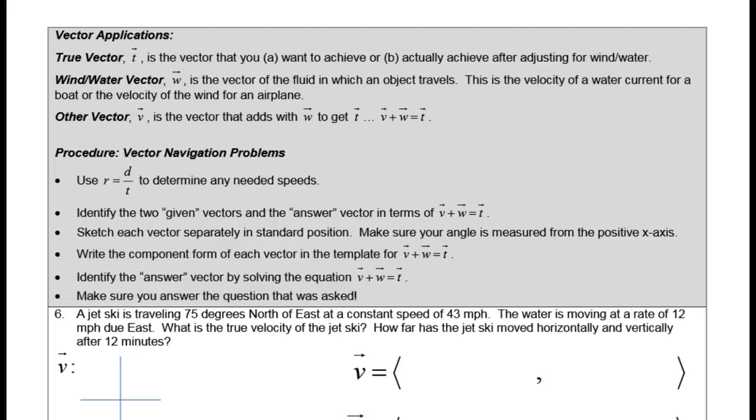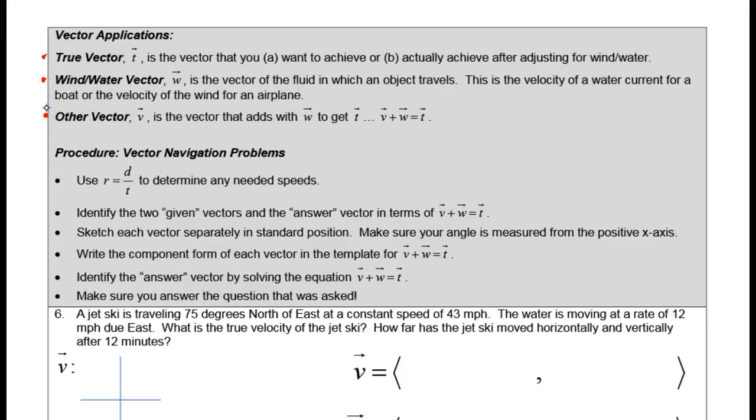What you see in the gray box here is a procedure that I put together last year, because students really struggle with these problems. There are a couple of different things going on, and it's hard to differentiate between the different vectors and how they combine to get your final answer. So I've tried to set up a procedure for you to follow, where I start by defining the three different types of vectors that we could encounter.